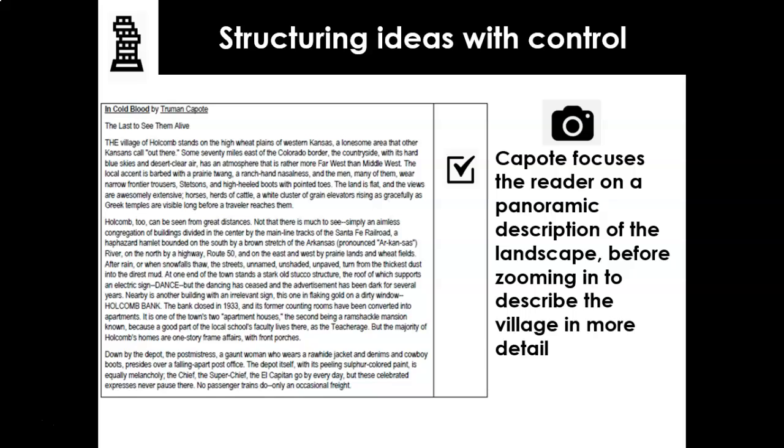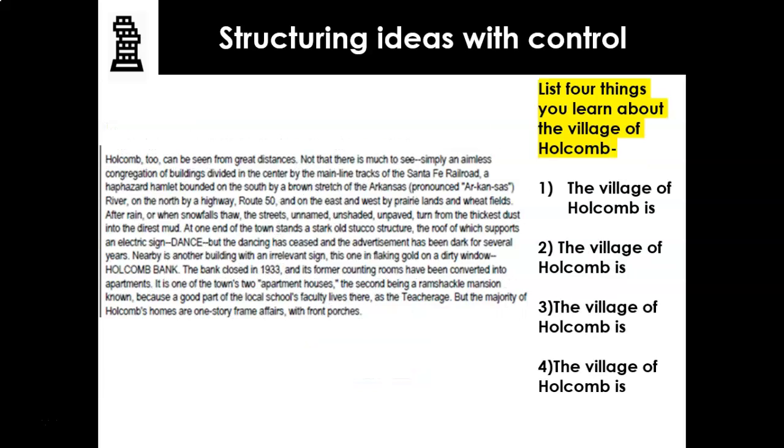So to test this, or to check our understanding of this, I'm going to ask you just to do some reading responses for me. So the first thing we're going to do is look at this paragraph, and it says here, list 4 things you learn about the village of Holkham. All the answers are in this paragraph, okay? You're not getting the information from anywhere else, okay? So as I read it to you, you can already be mentally thinking, oh, that's telling me something about Holkham. And you want 4 things. Now, there might be more than 4, but you're going to go for 4, okay? So Holkham, too, can be seen from great distances.